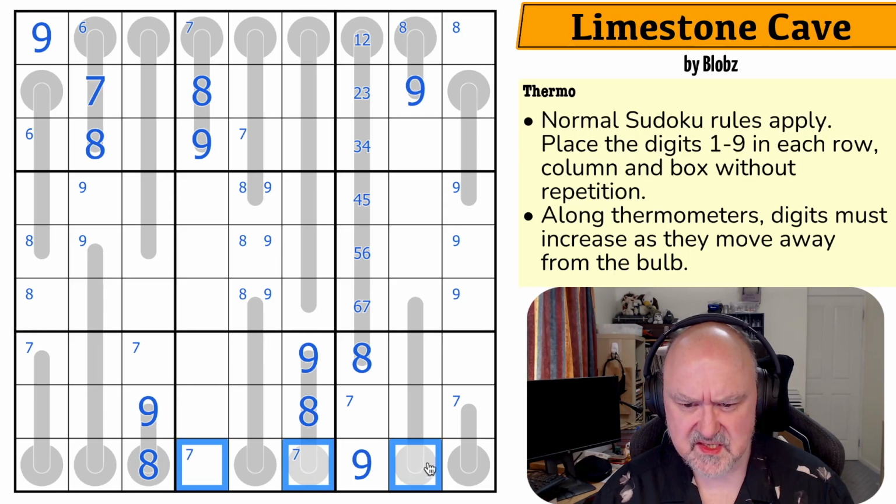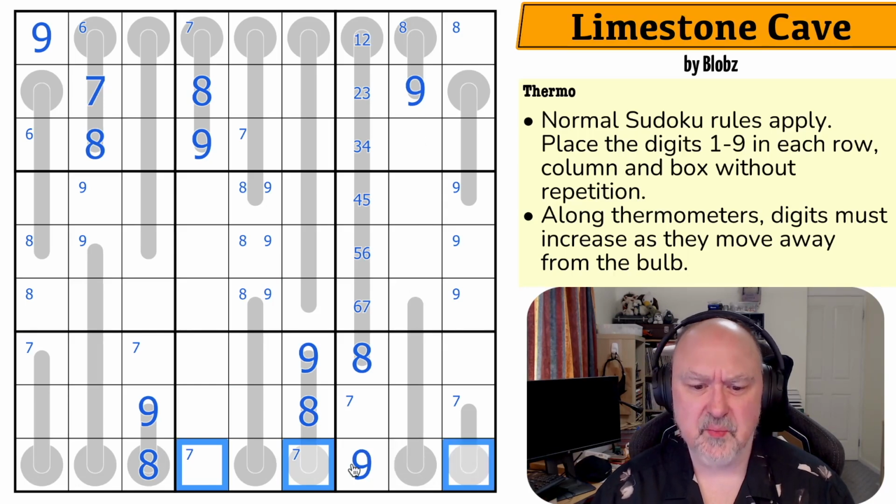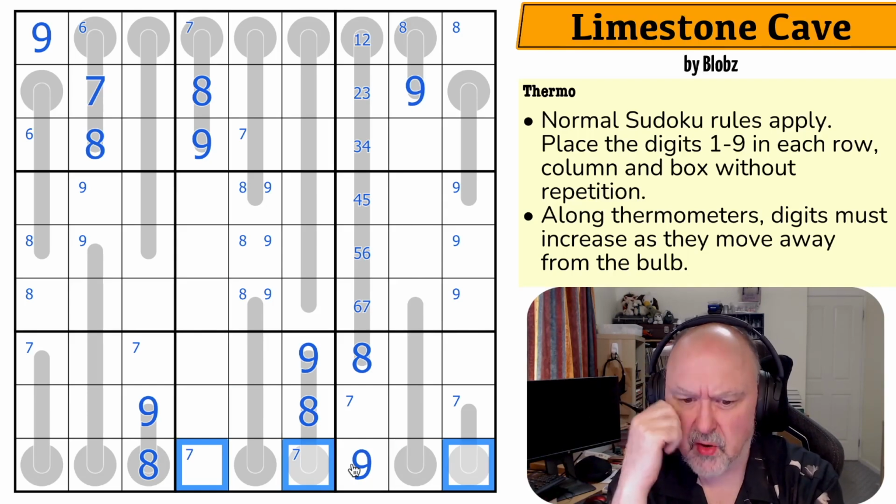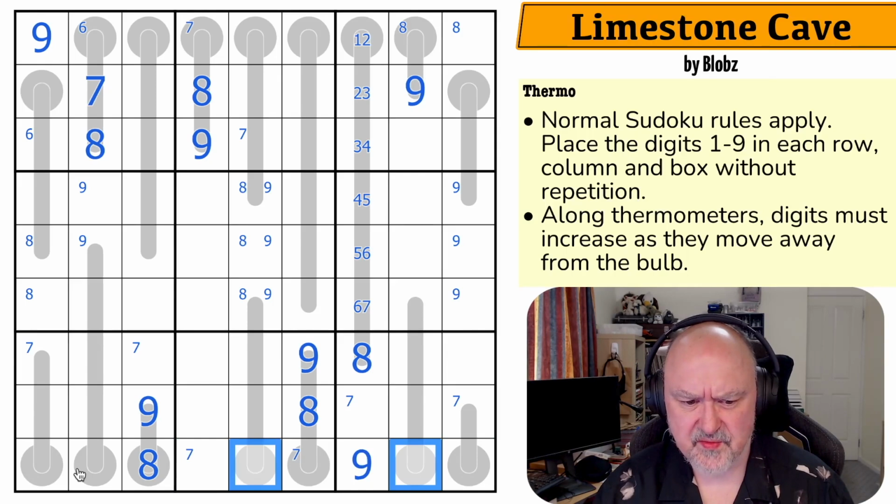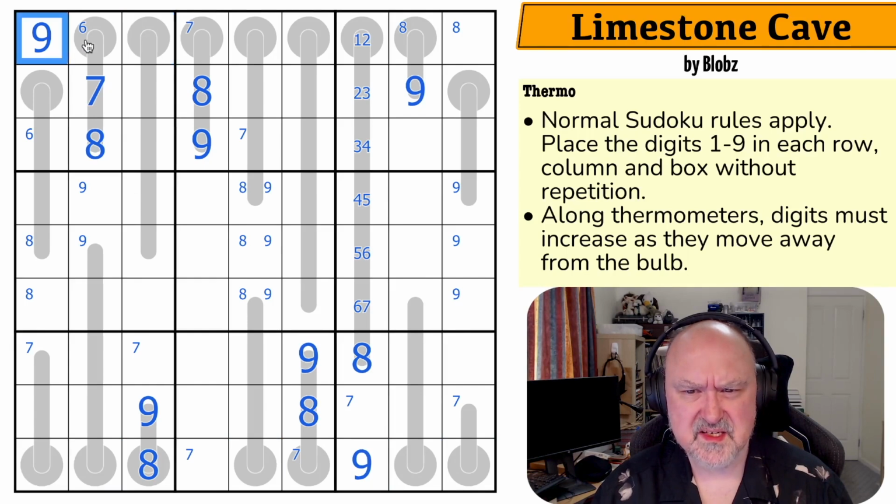That could be 6. No, because 6, 7, 8, 9 doesn't work. And that could be 6. So they're the only places for 6 in the entire row. So it means that these ones are from 1, 2, 3, 4, 5. This can't be 6. So what about 6 in this row?